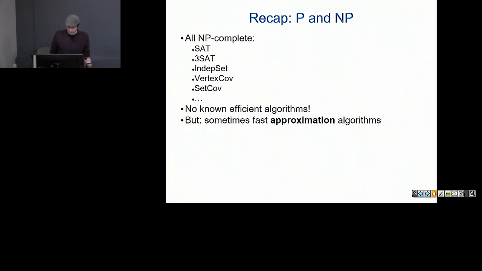And just to recap, we've now shown, or I've kind of hopefully convinced you, if not rigorously, that SAT, 3-SAT, independent set, vertex cover, and set cover are all NP-complete problems. Of course, there are many, many more. There's a compendium of NP-complete problems online, which has thousands and thousands of entries.